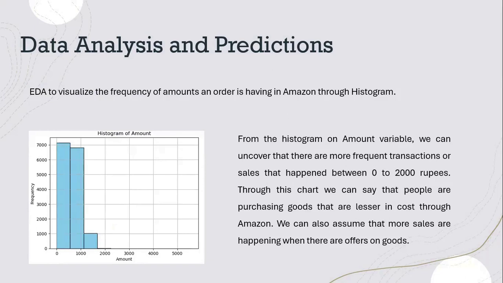For the second visualization, I plotted a histogram to visualize the frequency of the amounts an order has. From this histogram on the amount variable, we can uncover that there are frequent transactions or sales between 0 and 2000 rupees. Through this chart, we can say that people are purchasing goods that are lower in cost through Amazon, maybe because of the offers present on Amazon, people are buying items that are low in cost, between 0 and 2000 rupees.